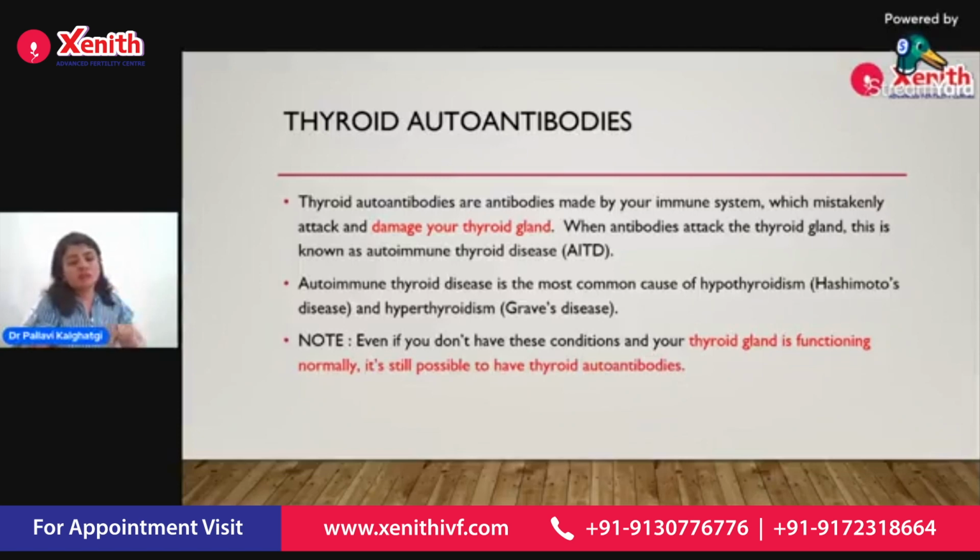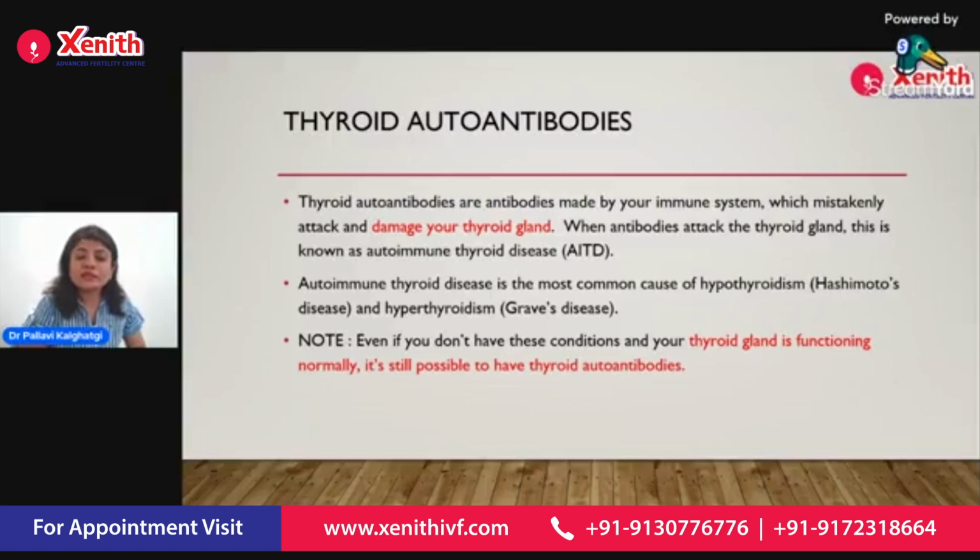Now, talking about thyroid autoantibodies, I've already spoken about it, but basically, it is the immune system working against your body, and it starts attacking the thyroid gland. When it starts attacking the thyroid gland, there is damage, and that is why the thyroid hormones are produced in an irregular manner, and that is what is called autoimmune thyroid diseases. Now, the two most important types of autoimmune thyroid diseases are Hashimoto's disease and Graves' disease. Definitely, you don't need to remember the names, but it is just for your knowledge. Hashimoto's is associated with hypothyroidism, and Graves' disease is associated with hyperthyroidism.